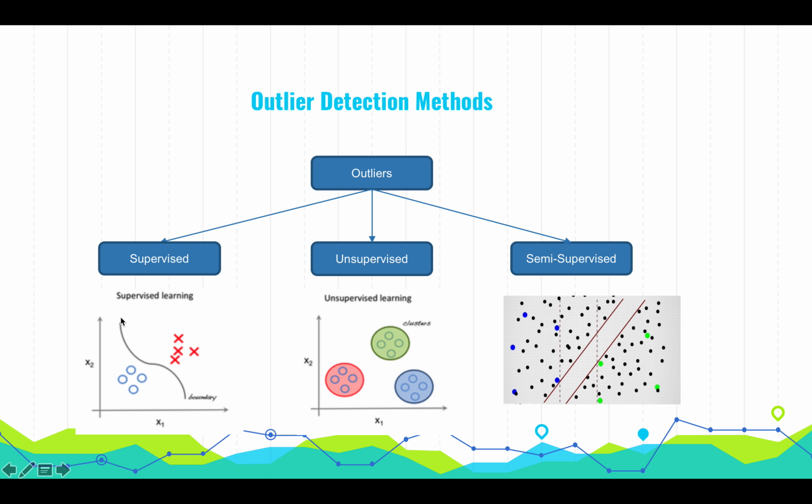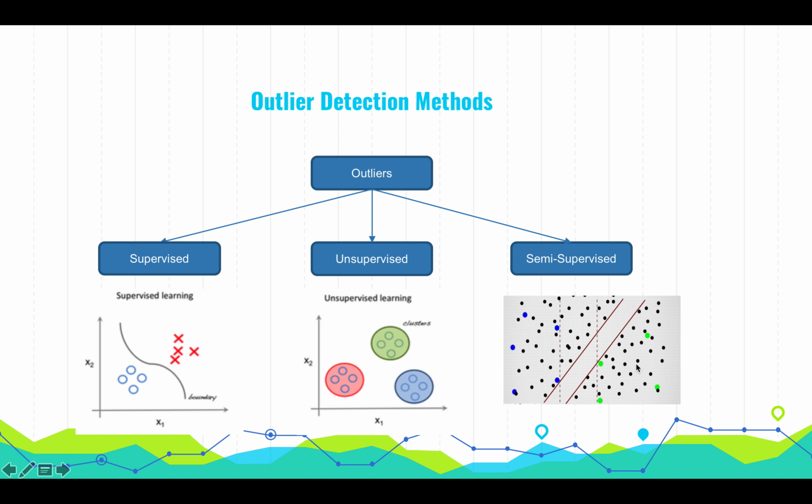Supervised is where we know the boundary between these two points, and we know that this belongs here and this belongs here. In unsupervised, we don't know the dependent variable in the training set as well as in the test set. Semi-supervised is where we know about a few of the classes. Like in here, you know this ball belongs to blue and this ball belongs to green, but for the rest you don't know about them. So this is a case of semi-supervised.